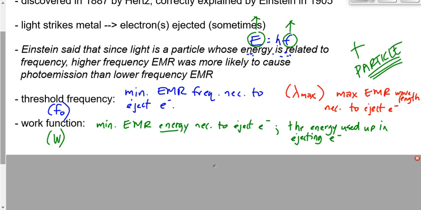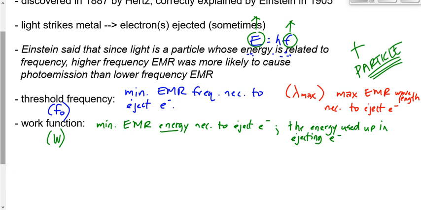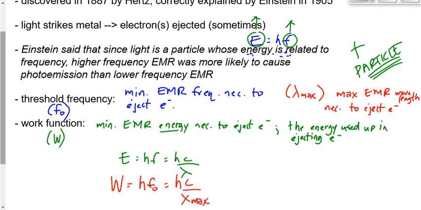Remember from yesterday that the energy of a photon is hf or hc over lambda. Therefore, the minimum energy, which is W, is equal to h times the minimum frequency, which is the threshold frequency, or h times c over the maximum wavelength, which is the threshold wavelength. So work function, minimum energy, is equal to Planck's constant times the minimum frequency, or Planck's constant times c, the speed of light, over the maximum wavelength.